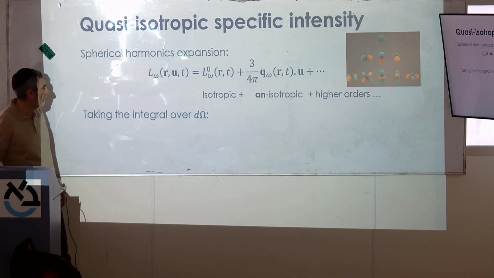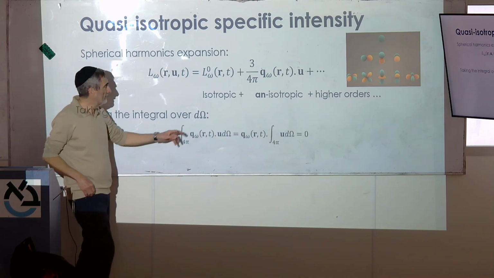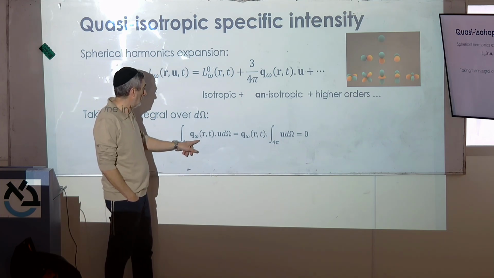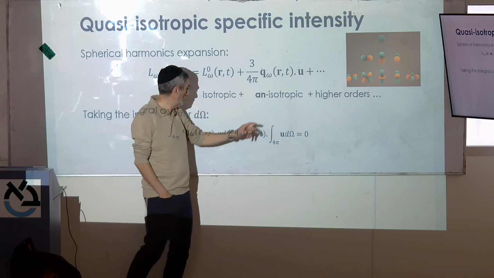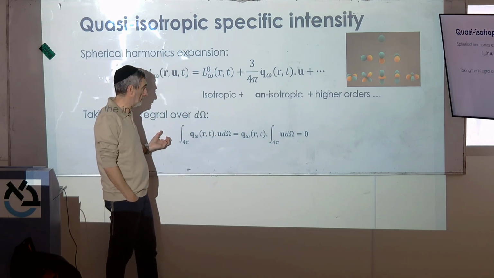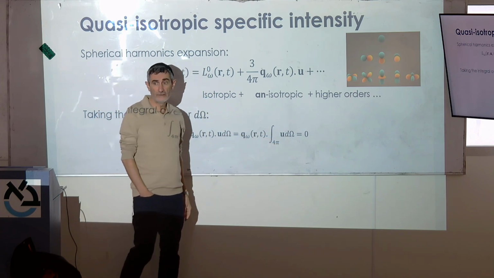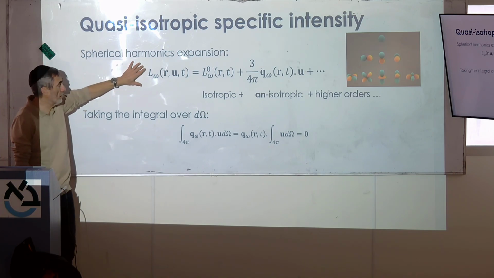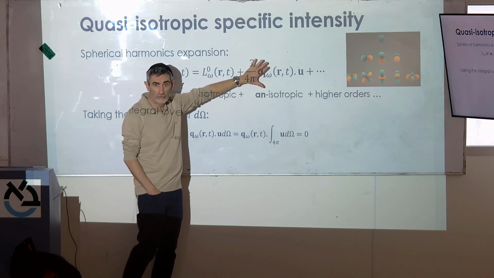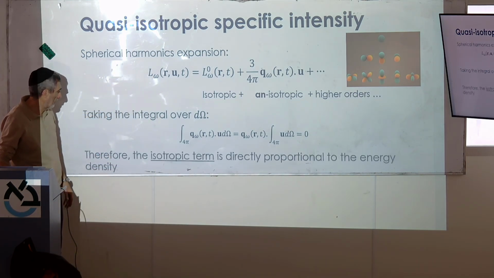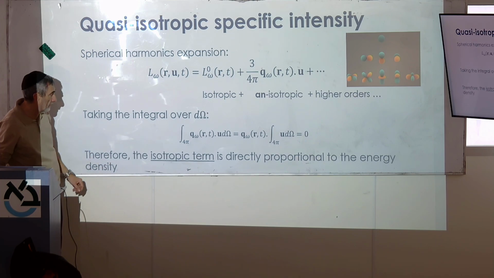Taking the integral over omega, this term here, q of r,t, does not depend on u, the direction omega, so q can be taken out of the integral. And the integral of u over omega, the integral of u in all directions, is 0. So by integrating this equation, the second term will be 0. What about the first term? That's simple. Therefore, the isotropic term is directly proportional to the energy density.